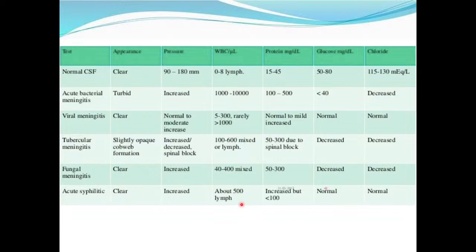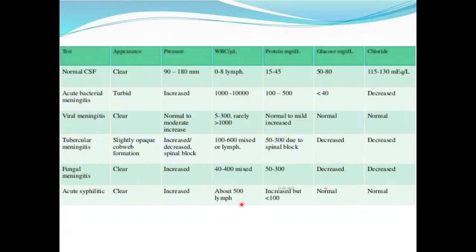In tubercular meningitis, most of the infective cases in our country belong to tubercular meningitis. The pressure is increased at the prick. Then if we collect the CSF in the vials, there could be cobweb formation. Mostly polymorphonuclear cells are seen in bacterial meningitis, whereas in tubercular meningitis, lymphocytes are more.